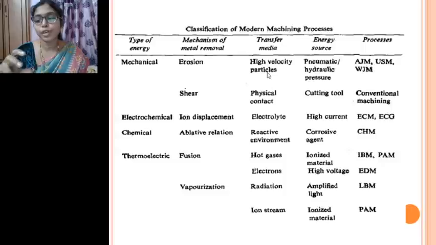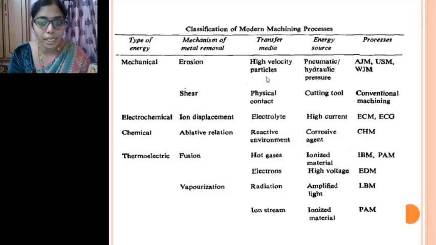Even if you increase the pressure of the water and impinge it on any surface, it has the ability to remove the layer from the surface, right? So the particles which we are using here are water particles. At high velocity, the particles are coming and hitting the surface, right? So those are high velocity particles.